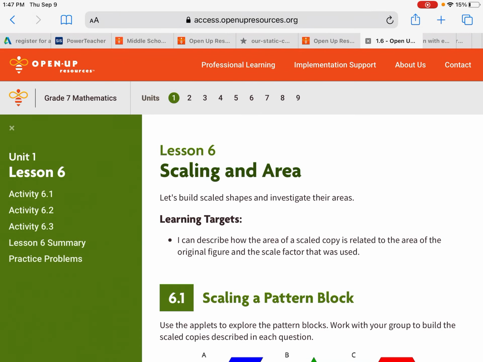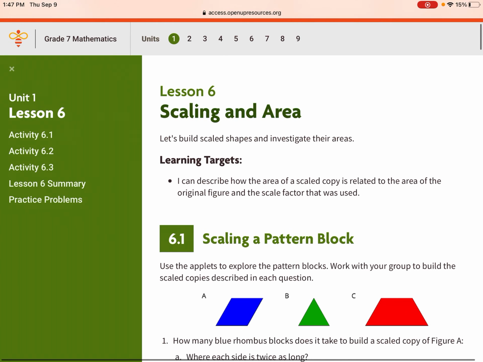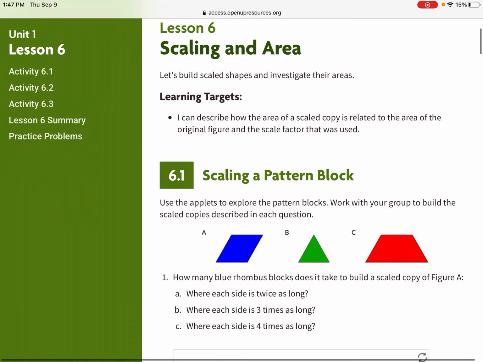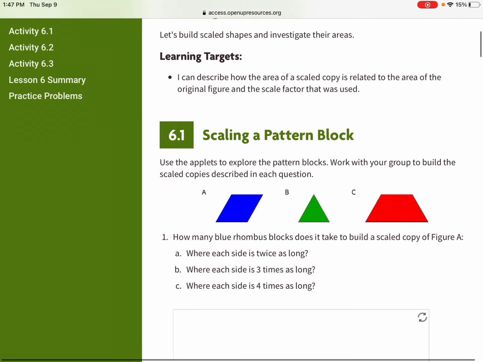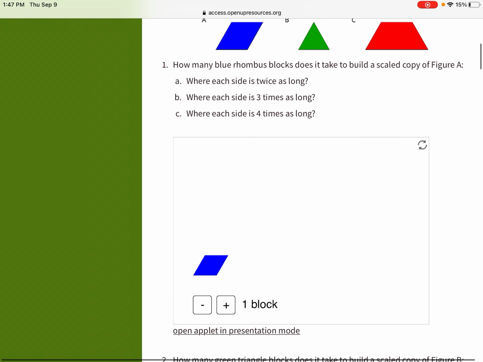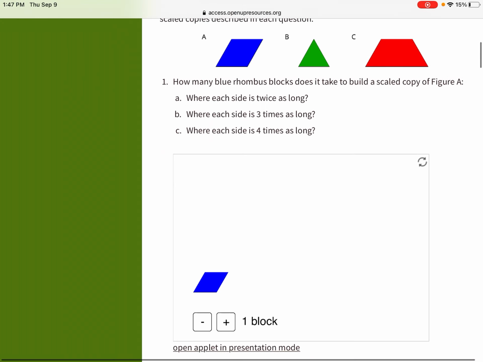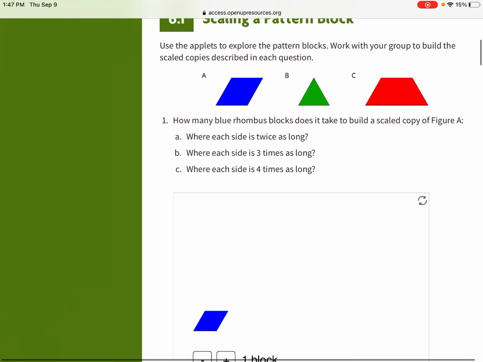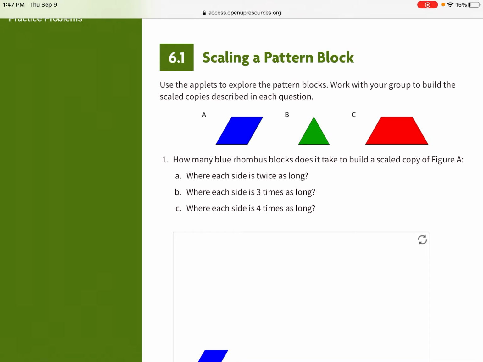All right, so just going through lesson 6, we're looking at scales and how they affect the area. Students should have access to this online. You are going to get this little applet that allows you to increase or change the number of a certain shape. This first part looks at how the area changes as we change the scale.